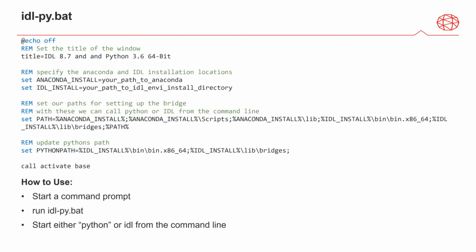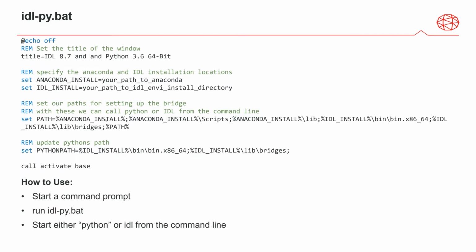So here's an example of the IDL-py batch file. This is a template. You'll need to customize this for your installation. So you want to set this Anaconda install variable to wherever you installed Anaconda. I'll show you later on what mine looks like. You'll need to set the IDL install variable to point to where you installed ENVI and IDL, or at least IDL for sure. And then it's all about setting the path variable.